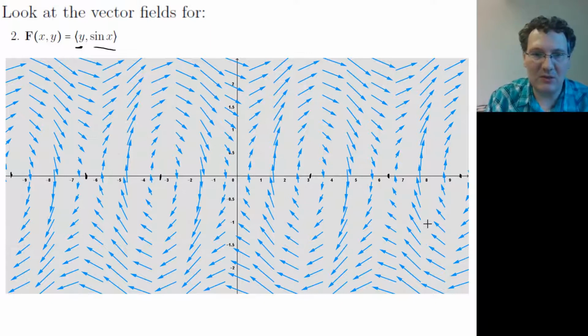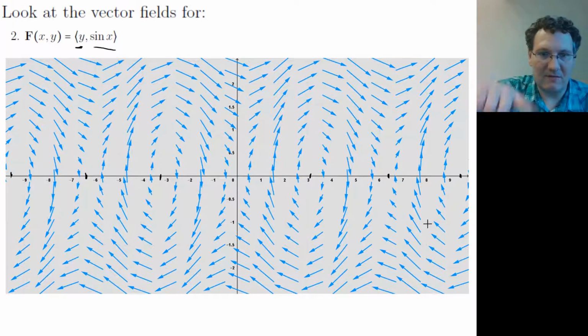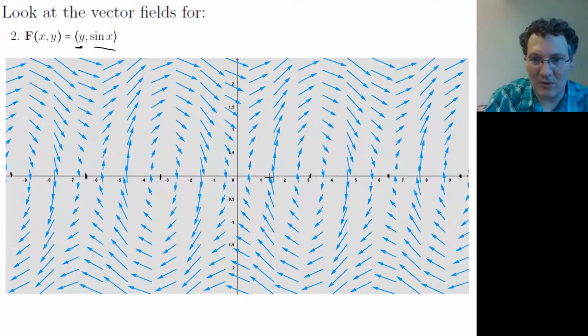So you can see that you do have these sort of vortices happening every pi, because the y value is going to depend on x, and so you can see that as you go horizontally across, the direction is going to go up, down, depending on the x.